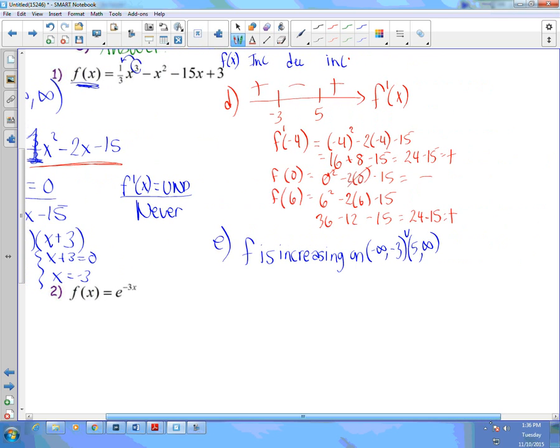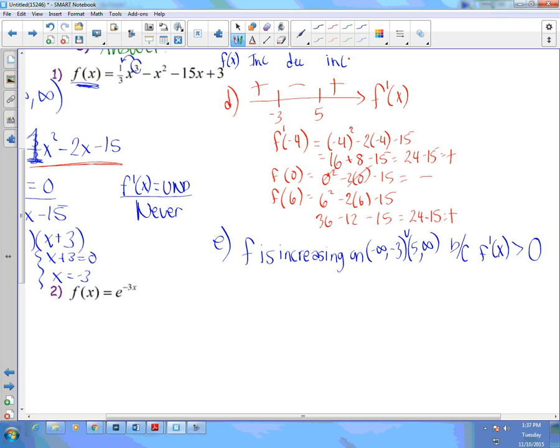Now you have to justify it. You cannot just leave your sign chart to justify it. You must say why. Because f prime of x is greater than 0. So f is increasing on these intervals because, refer back to f prime. Don't just say because my sign chart shows it. No. What are we looking for? f prime has to be greater than 0.